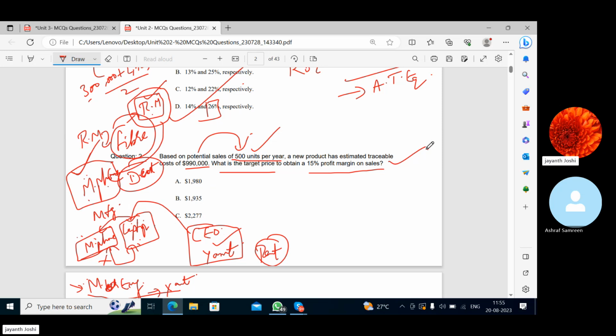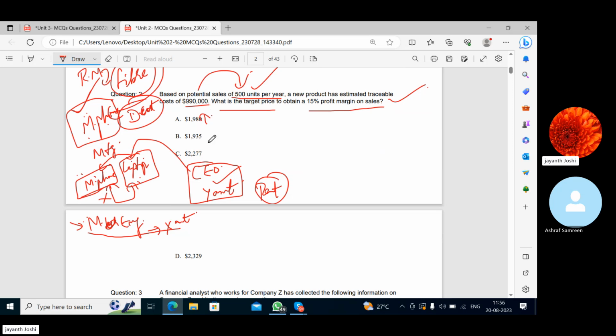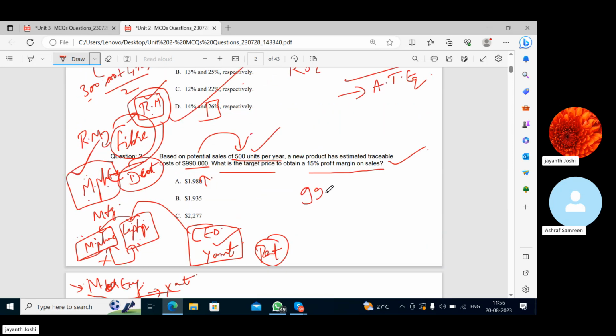Did you understand this question clearly? No. Again, can you explain profit margin? They're asking, they make 500 units per year and a new product has an estimated traceable cost of this much. What is the target price to obtain a 15% margin on sales? What they have given is the cost, and I can estimate the per unit cost. So first we'll find out the per unit cost. Can you tell me how much that is? I am dividing this. Tell me how much this is.